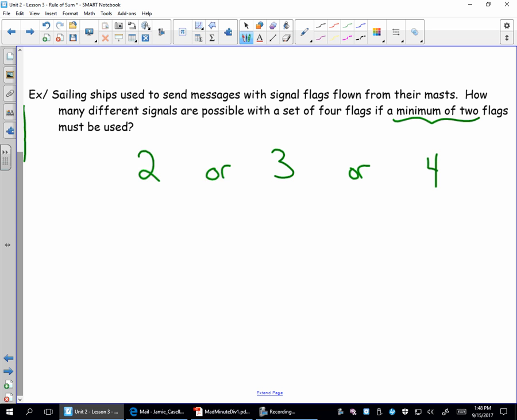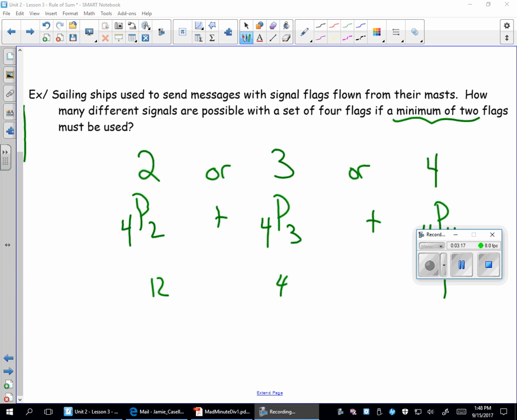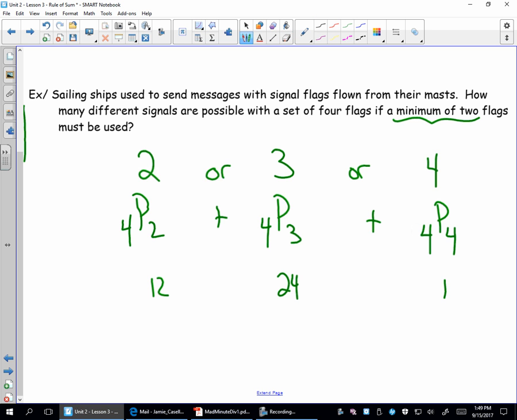So if they have 2 flags, how many ways can they pick from their 4? Oh, there's 4 of them, and I need to pick 2 of them. Or there's 4 of them, and I need to pick 3 of them. Or 4 of them, I need to pick all 4. Okay, so we can do this in stages if we want to. We got 12 here, 24 here, 24 there. I was wondering why my number didn't seem right. Okay, add them all together, we get a total of 60 different combinations. That's a lot of combinations.